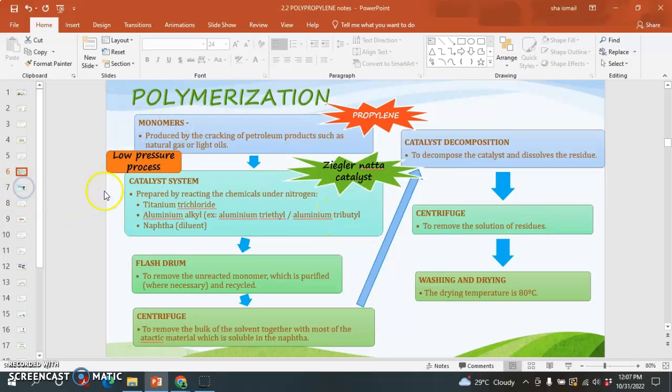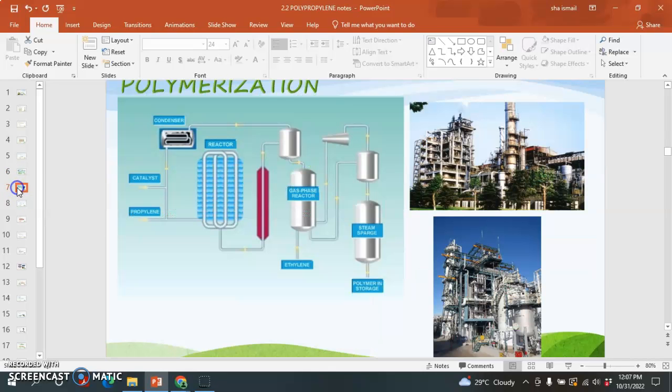Okay, now we look at the next slide. This one is the flow of what happens in the preparation, or the polymerization, of PP in the reactor.